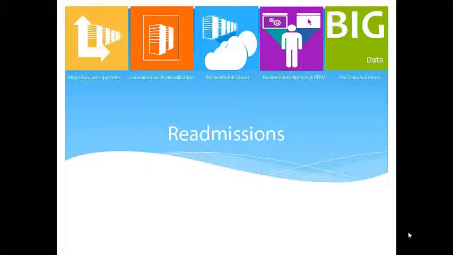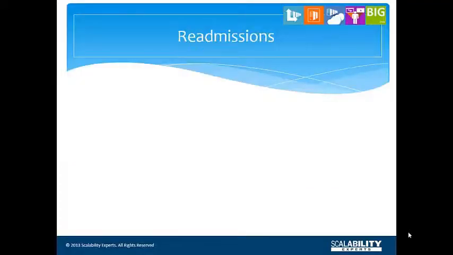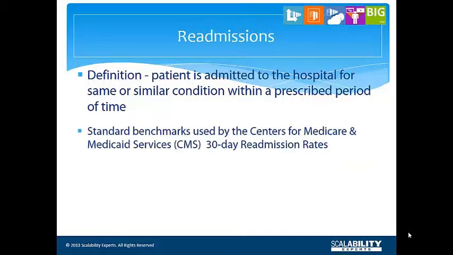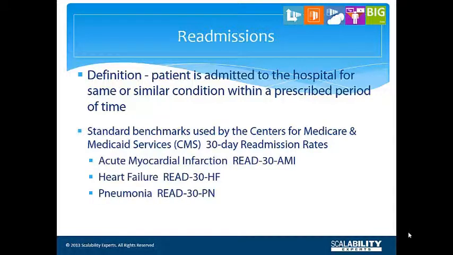Let's talk about readmissions. A readmission occurs when a patient goes back into the hospital for the same or a similar condition within a prescribed period of time. Quality organizations such as the Joint Commission or Centers for Medicare and Medicaid Services have defined certain types of readmissions of particular interest. 30-day readmission for acute myocardial infarction, heart failure, and pneumonia are 3 of them.